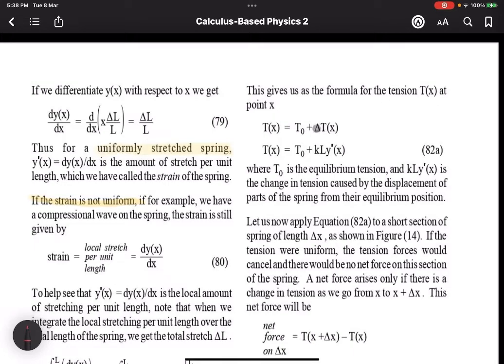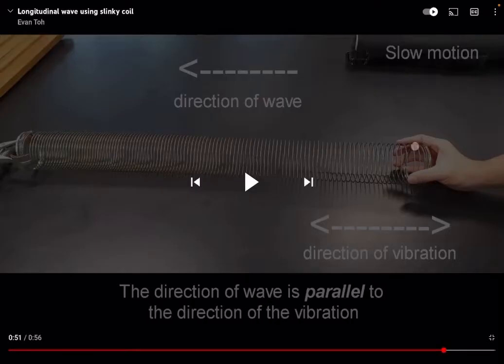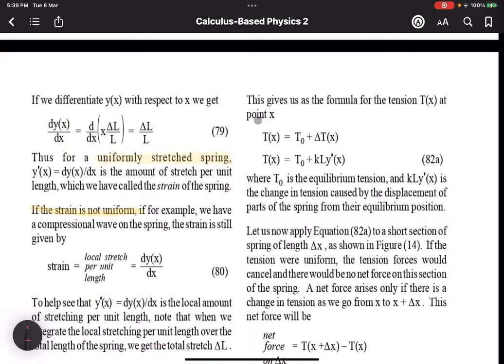So, at a certain point nung spring, ito yung sinasabing tension Tx. So, meaning, kung ititigil natin yung ating video, at a certain point, this point, yun yung sinasabing tension X. Okay? Kapag tinigil mo siya, ano yung tension na narito? Ito yung sinasabing point in X. So, it is equal to T0 plus KL Y X.